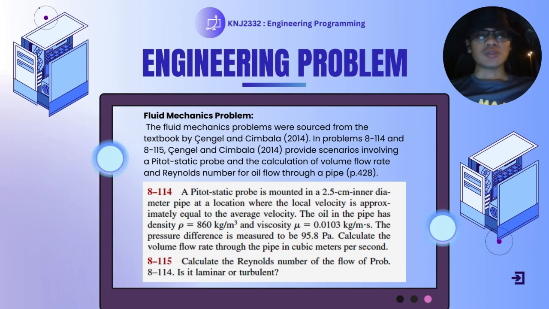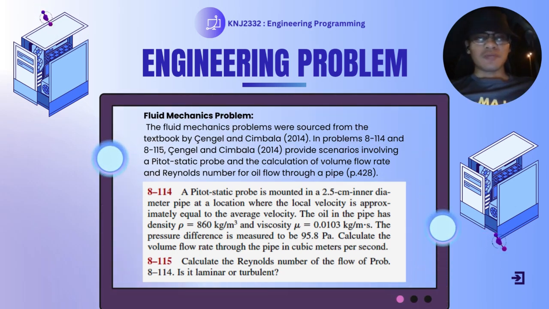This problem is sourced from the textbook Fluid Mechanics by Cengel and Cimbala, 2014. In this problem, it provides a scenario involving a pitot static probe and the calculation of volume flow rate and Reynolds number of oil flow through a pipe.